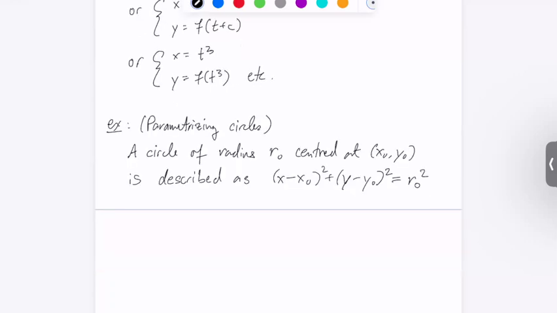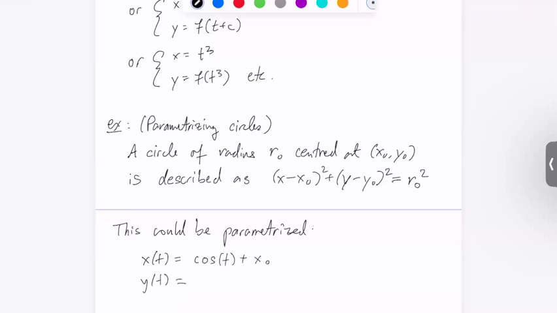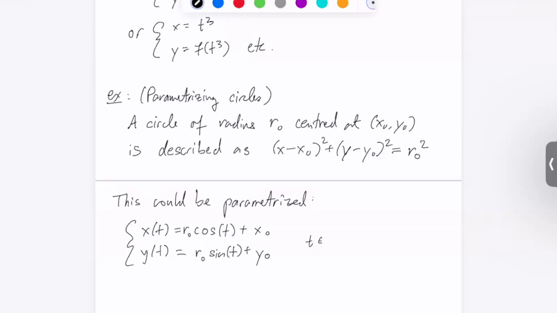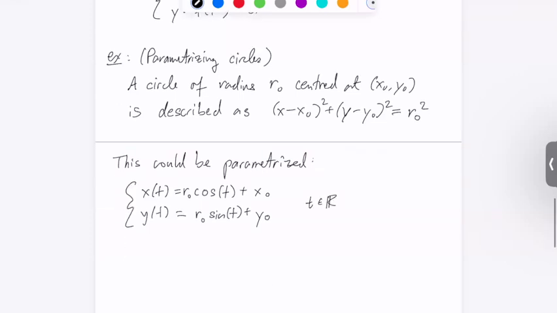So how might we generalize this into parameterization? Well, this could be parameterized as x of t and y of t are equal to r0 cosine of t plus x naught, and r0 sine of t plus y naught. Let's say t is, once again, a real number.